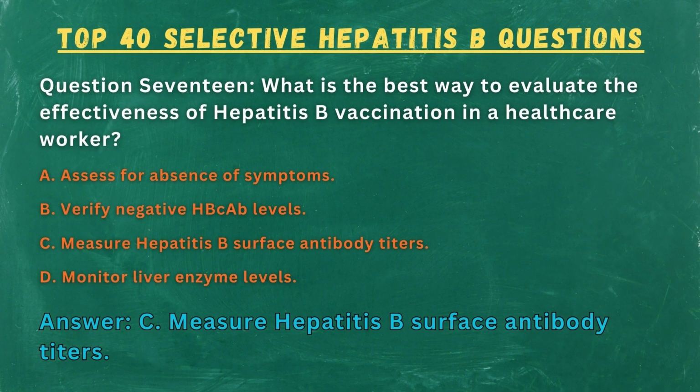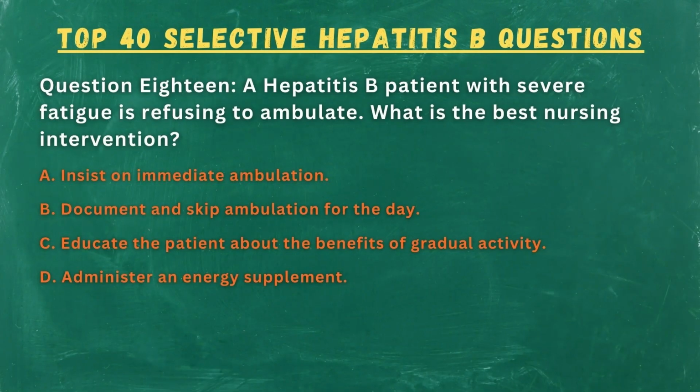Answer: C. Measure hepatitis B surface antibody titers. Question 18. A hepatitis B patient with severe fatigue is refusing to ambulate. What is the best nursing intervention? A. Insist on immediate ambulation. B. Document and skip ambulation for the day. C. Educate the patient about the benefits of gradual activity. D. Administer an energy supplement.